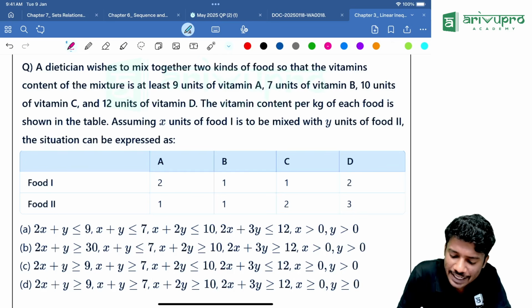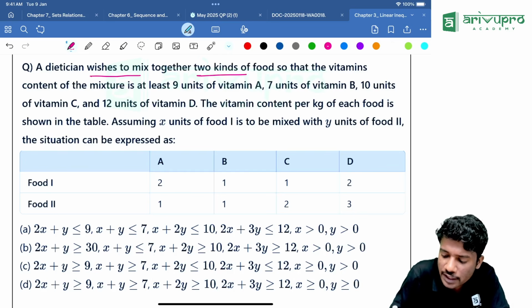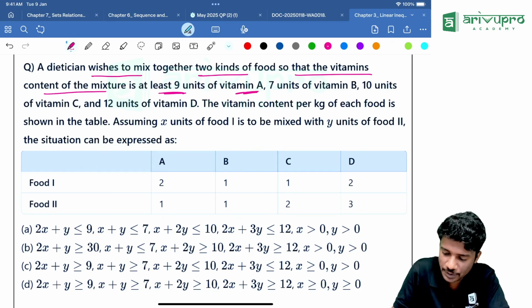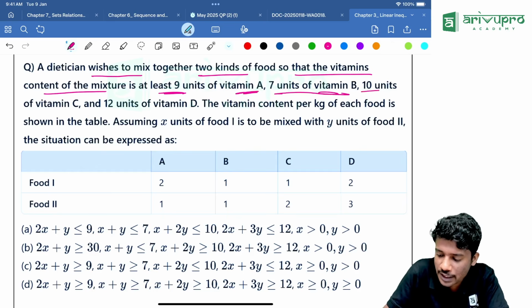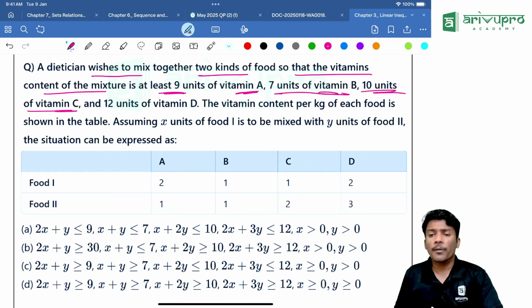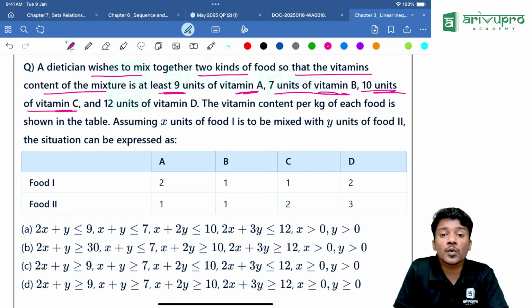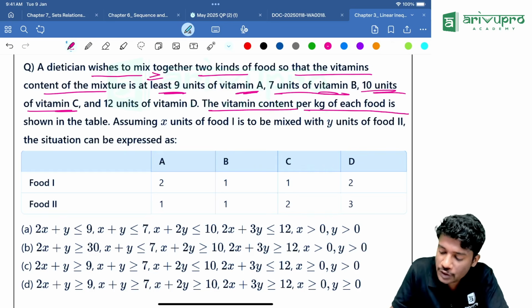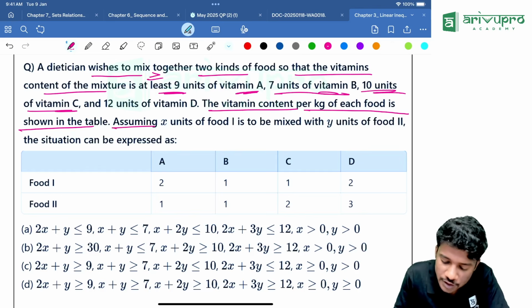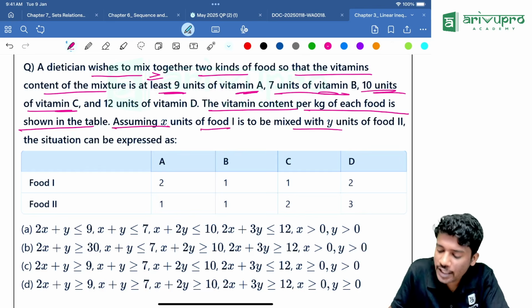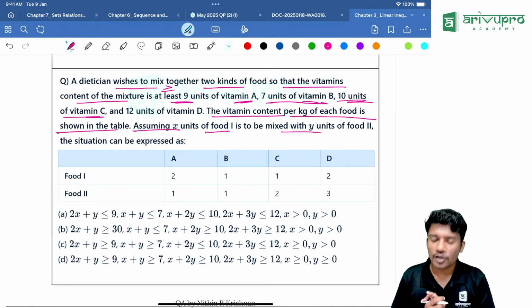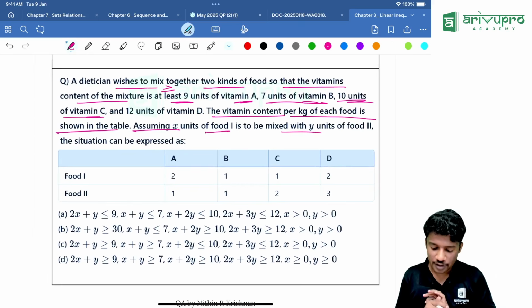A dietitian wishes to mix 2 kinds of food so that the vitamin content of the mixture is at least 9 units from vitamin A, 7 units from vitamin B, and 10 units from vitamin C. At least means what? Less than or equal to, or greater than or equal to? Greater than or equal to. The vitamin content per kg of each food is shown in the table. Assume X units of food 1 and Y units of food 2. Anything else? No, directly you can do it.